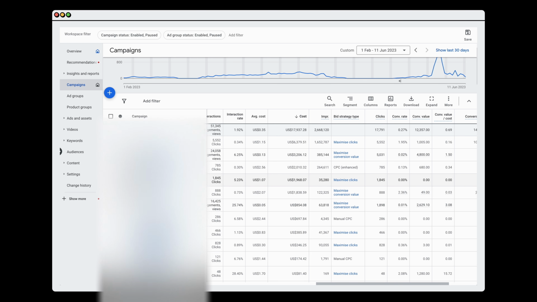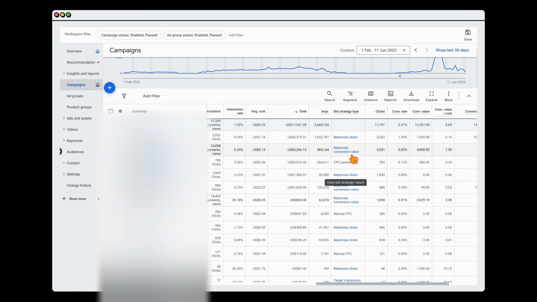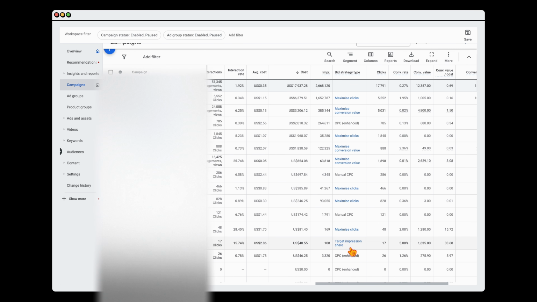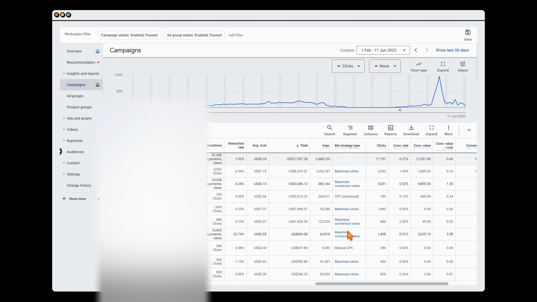They were just trying all different things. They'd set some things that maximize clicks, and then they'd set other campaigns with maximize conversions and target ROAS goals. They'd set other ones at target impression share. They had no idea what they were doing or what they were trying to achieve. We came through and we simplified all of this.